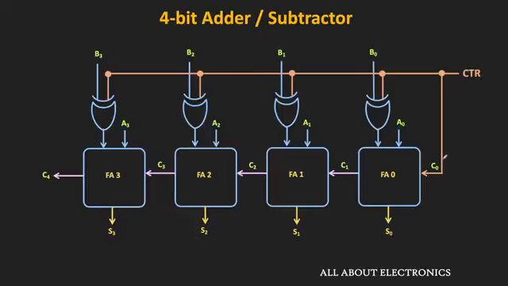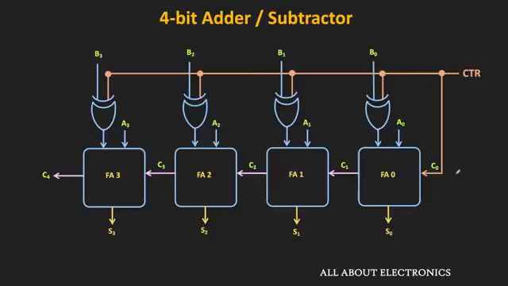But when we want to perform the subtraction, then this control input should be equal to 1. So in that case, this C0 is also equal to 1, and the output of this XOR gate is the complement of the number B. So in this way, this circuit will work as an adder as well as a subtractor. So let us understand the working of this circuit using examples.